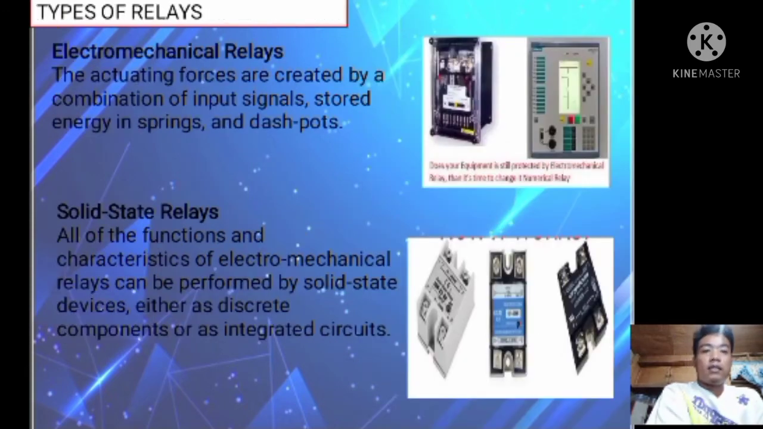So in other types of relays, mayroong mga types ng relays, which is yung electromechanical relays. The actuating forces are created by a combination of input signal, stored energy in springs, and dashpots. So, ito yung ating electromechanical relays, yung parts ng isang power system, these are the elements of the power system na nagkokontrol ng current or the current protection devices.